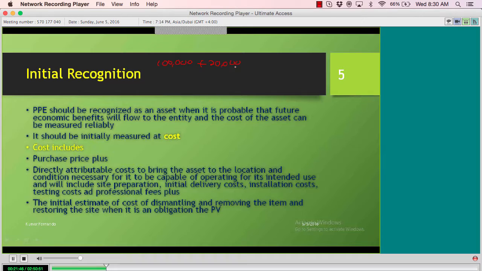But to ship that and bring it to your factory, you may have to spend another 20,000, what we call shipping charges. And after bringing it, you have to install it, another 10,000. So this is what we call the cost: all the costs that we incur right up to putting it to use. Buying the machine in Singapore is not worth it. You have to bring it to Dubai, and even bringing it to Dubai is not worth it. You have to install it. Then only you can use it for production of goods or services. So everything included, that is what we initially recognize as cost.